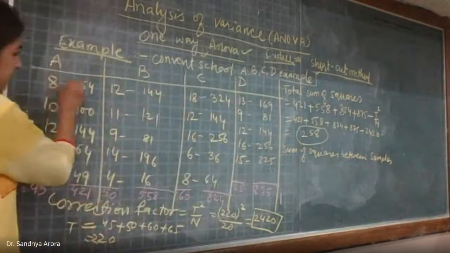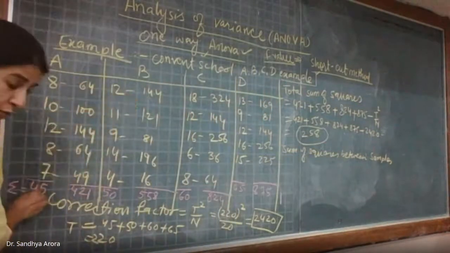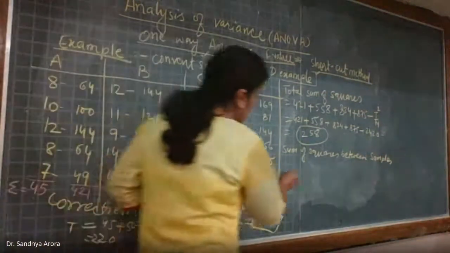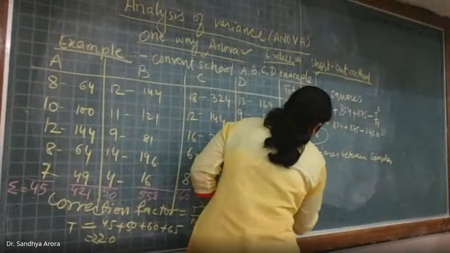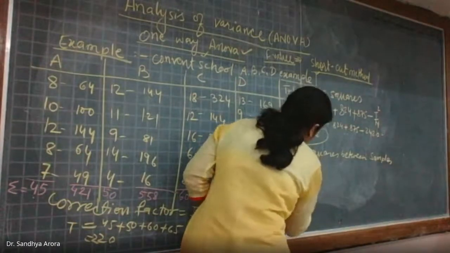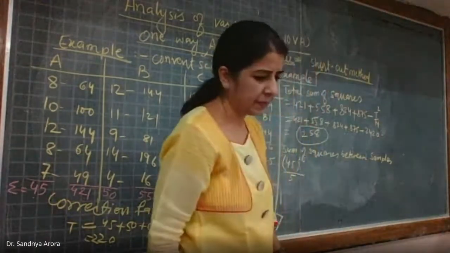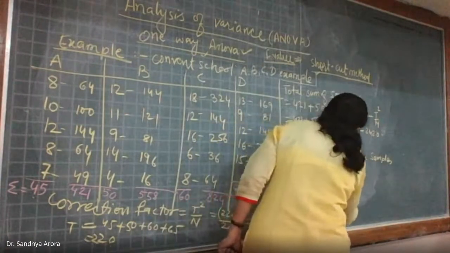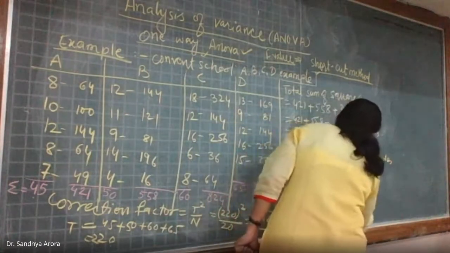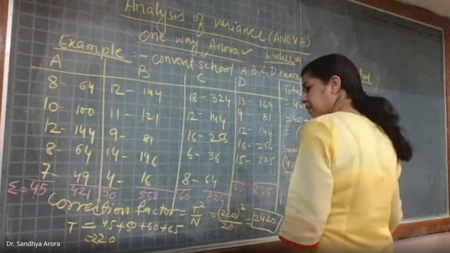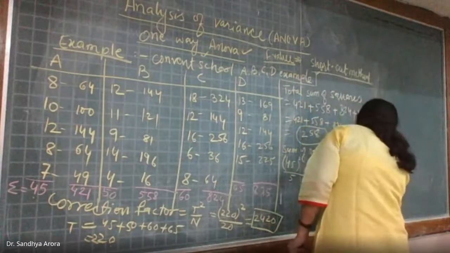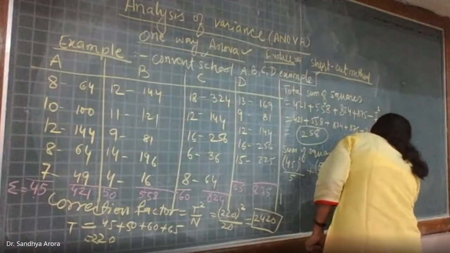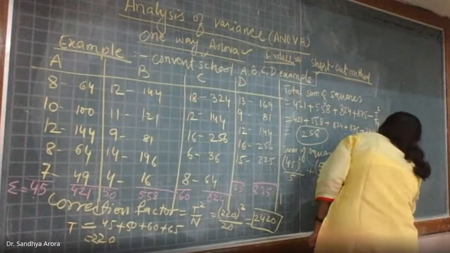Between sample means from this sample to this sample. The sum of this sample you know is 45. So how will the sum of squares come? 45 whole square divided by the number of samples, which is 5. Second sample sum is 50, so 50 whole square divided by 5, again plus 60 whole square divided by 5 plus 65 whole square divided by 5 minus 2423.